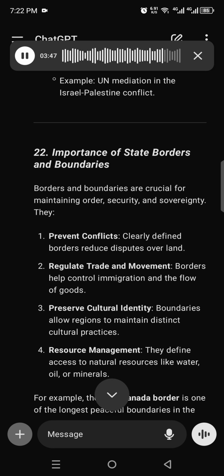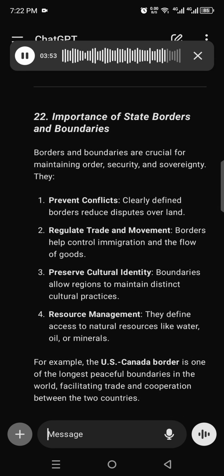22. Importance of state borders and boundaries. Borders and boundaries are crucial for maintaining order, security, and sovereignty. They: 1. Prevent conflicts. Clearly defined borders reduce disputes over land. 2. Regulate trade and movement. Borders help control immigration and the flow of goods. 3. Preserve cultural identity. Boundaries allow regions to maintain distinct cultural practices. 4. Resource management. They define access to natural resources like water, oil, or minerals. For example, the U.S.-Canada border is one of the longest peaceful boundaries in the world, facilitating trade and cooperation between the two countries.